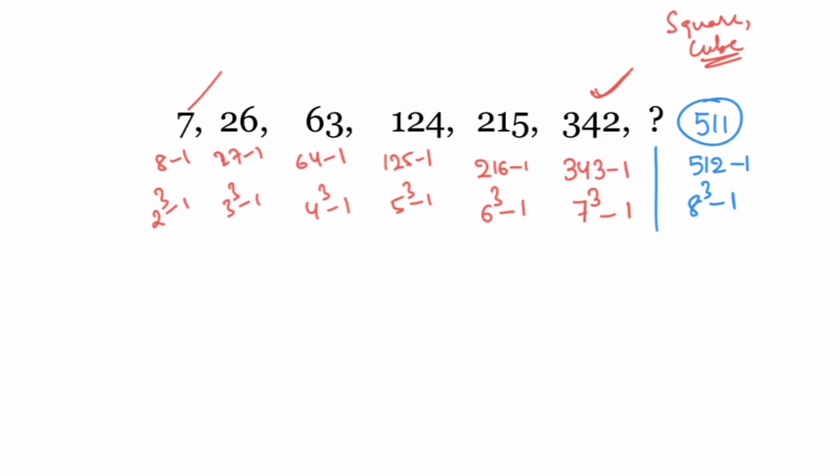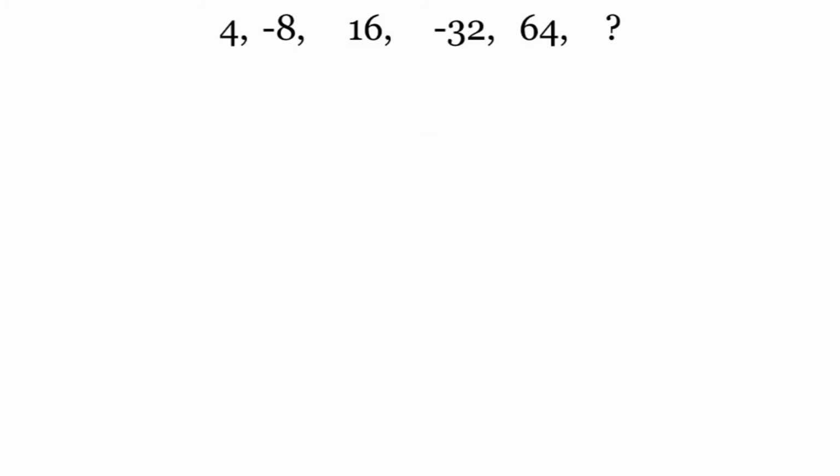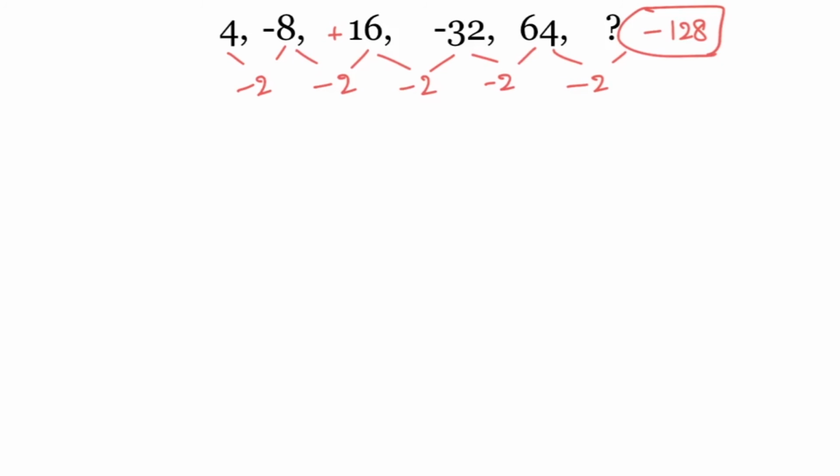Answer is 511. 4, minus 8, 16, minus 32, 64. Find missing term. 4 into minus 2 is minus 8. Minus 8 into minus 2, minus of minus plus, 8 into 2, 16. 16 into minus 2, minus 32. Minus 32 into minus 2, plus 64. Plus 64 into minus 2, minus 128. So missing term is minus 128.